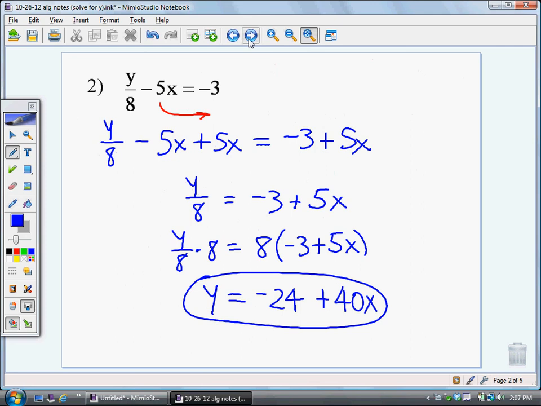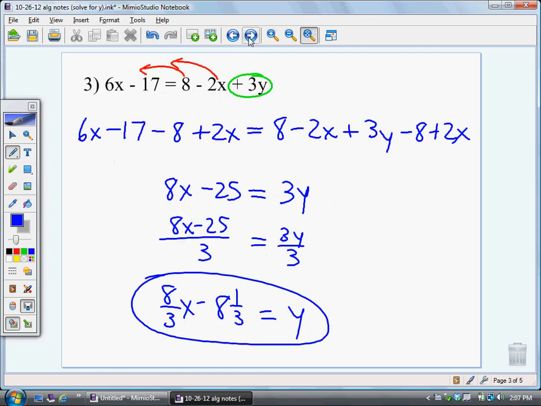Every term that wasn't a y went to the right. This time you multiplied by 8. Remember to distribute because I had multiple terms on the right. And on this one, I had to bring my constant and my x. Again, I'm taking every term that's not a y and taking it to the opposite side of the equation. So you left 3y where it was, moved the other two terms, simplified things, divided at the end. I got y equals, again, an expression that contains x.